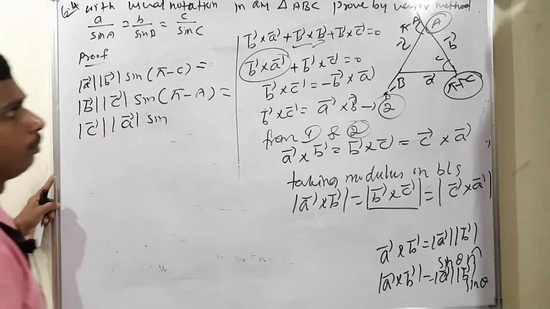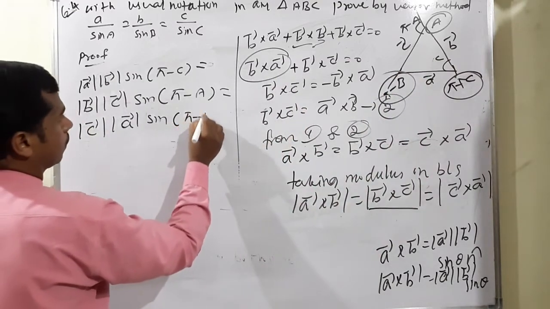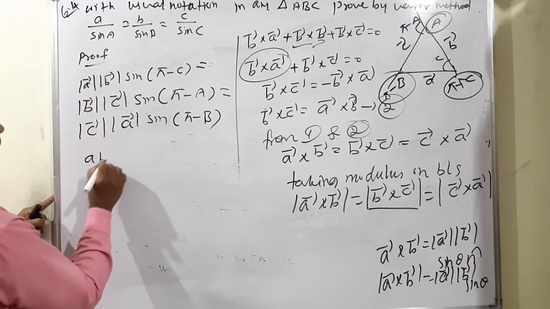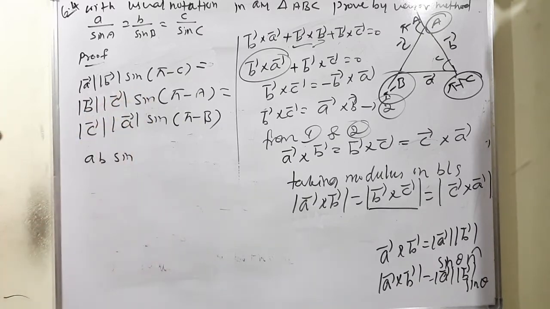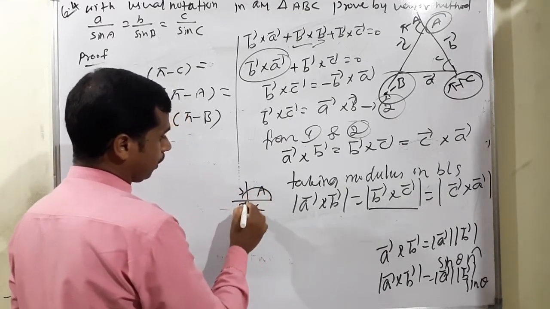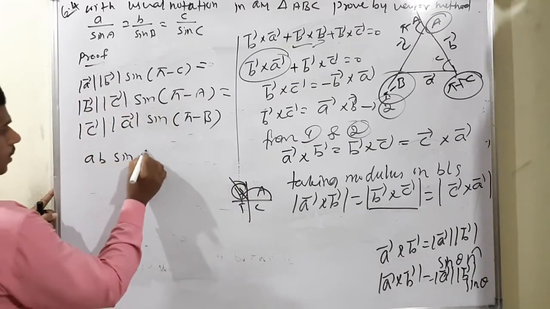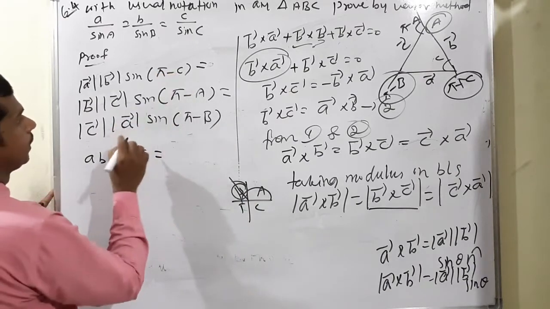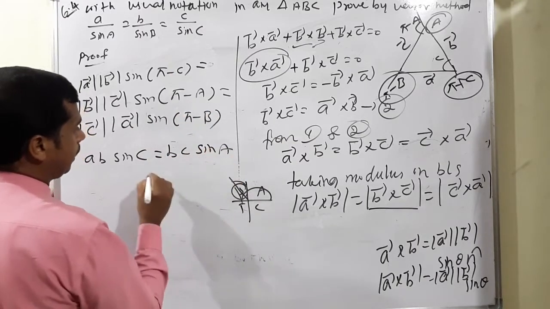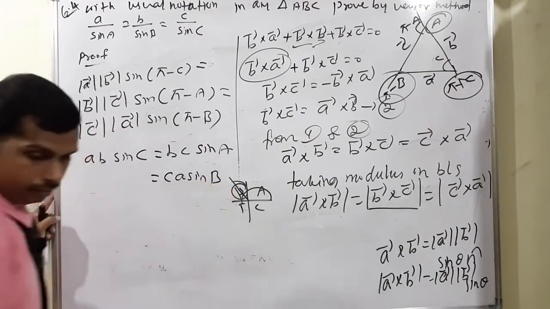Then sin of the angle between C and A means sin of pi minus B. Now look at this. Modulus of A is a unit term. Therefore, AB sine of pi minus C, we already know sine is positive for angles from 0 to pi, second quadrant, where sine is only positive. So AB sin C is equal to, next condition, BC sin A, pi minus A, which is equal to CA sin B.